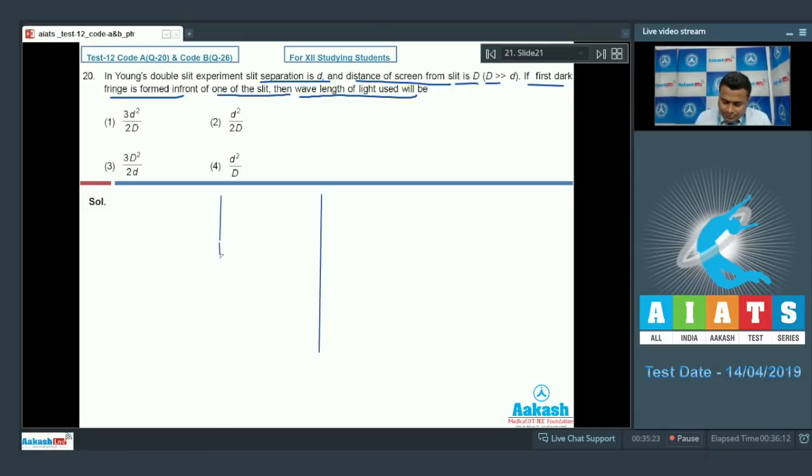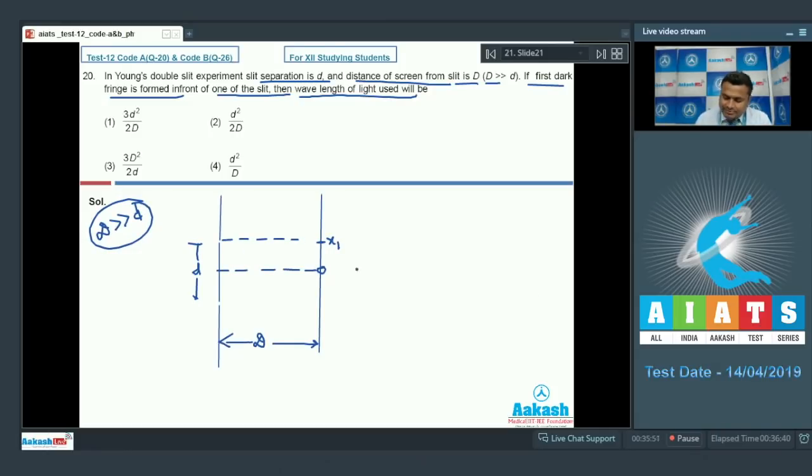and these are the slits. Let us consider, given small d and here it is capital D, and D is much greater than small d. Now the principal maxima formed here. The first minima according to question is formed right here, means in front of a slit, means x1 will be given by d by 2 simply.